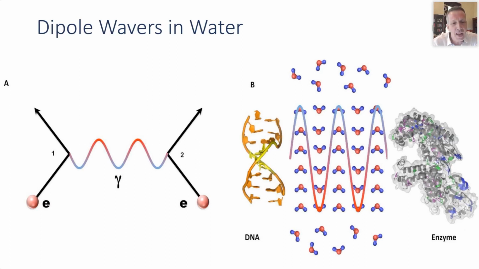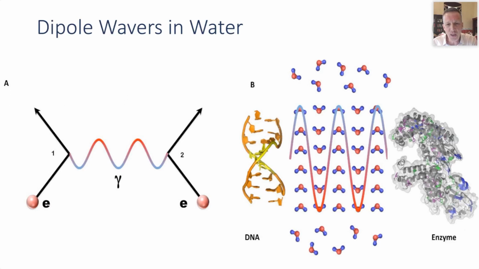Like, for example, on the left side, you see the DNA, which is a large biological molecule. And here on the right side, you find an enzyme, which is also a very large structure. But they don't come very close, but they see each other by exchanging a wave. And this wave is a wave within the water. It has a special name. It's called a dipole wave.